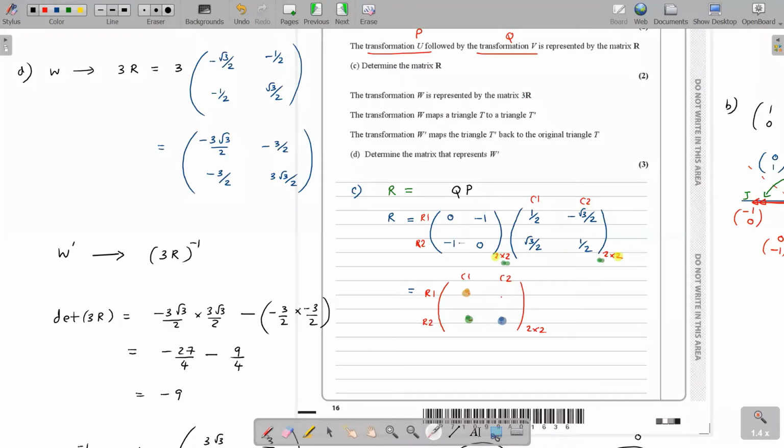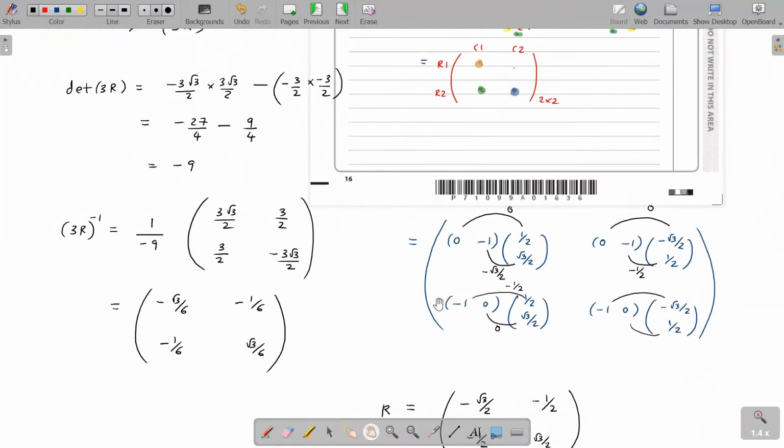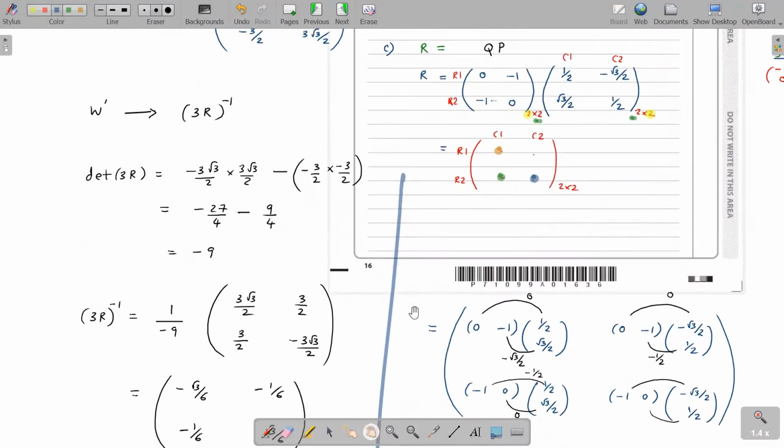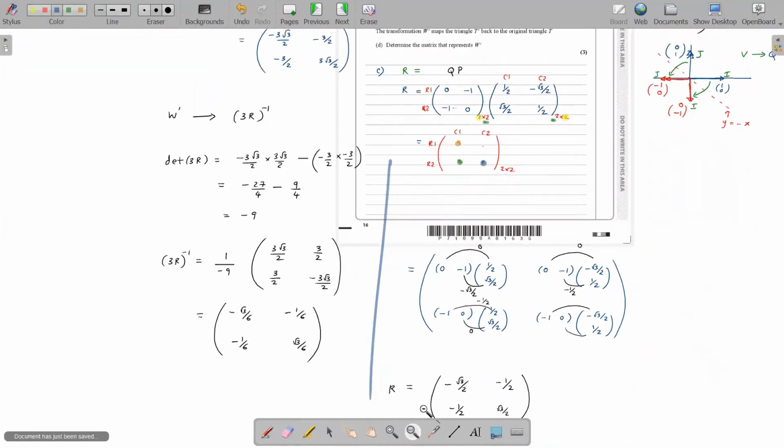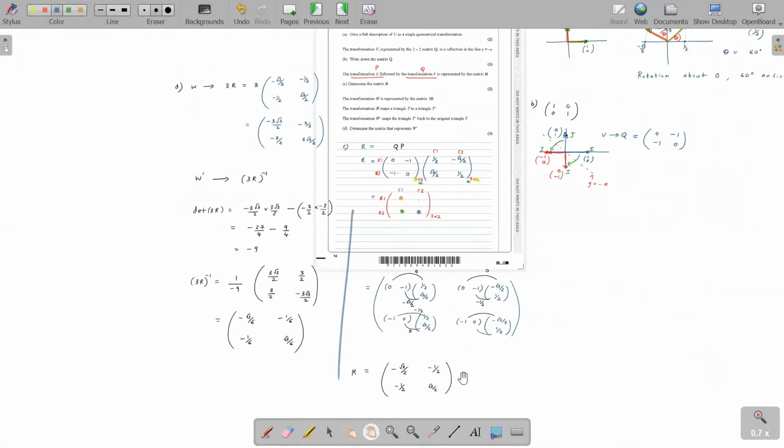You know how to find the inverse of a 2 by 2 matrix, so I just applied those rules here. Okay, is this clear? I hope all of you understood what I did over here.